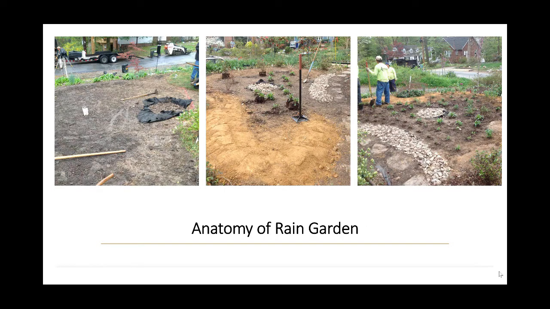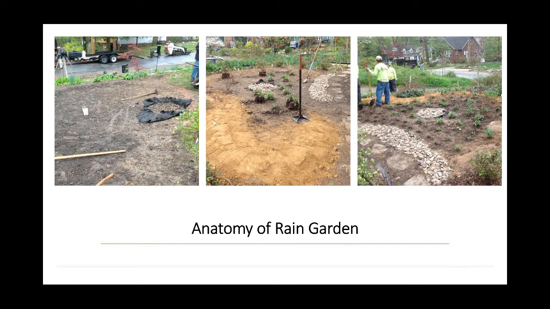So here's a rain garden that we constructed a number of years ago. And this was part of the Rainscapes program for Montgomery County, Maryland. And you can see here that we've created a flat bottom area. You can see it here with my pointer. And then a berm.